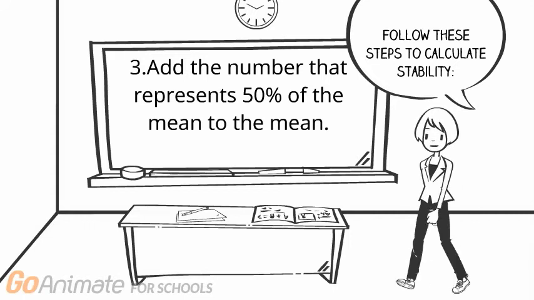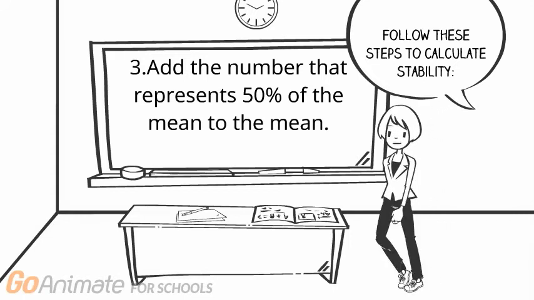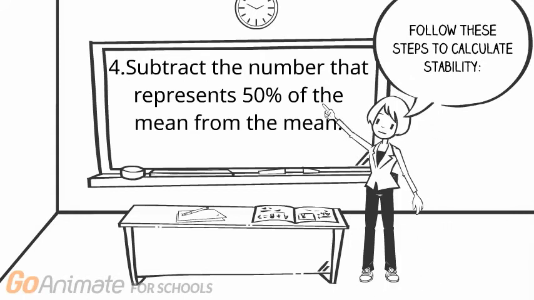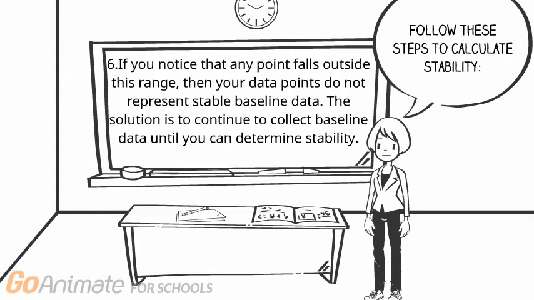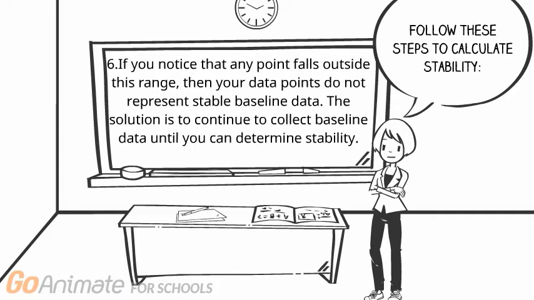Then, add the number that represents 50% of the mean to the mean. Now, subtract the number that represents 50% of the mean from the mean. You have now determined the range where all of your data points should fall to determine stability. If you notice that any point falls outside of this range, then your data points do not represent stable baseline data. The solution is to continue to collect baseline data until you can determine stability.